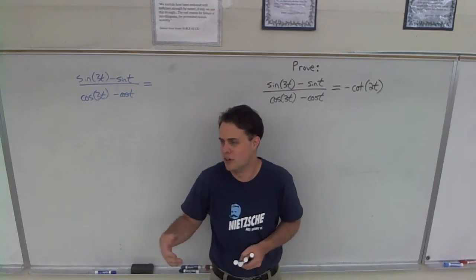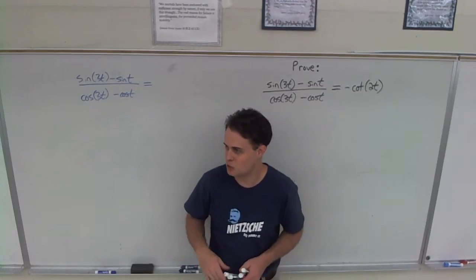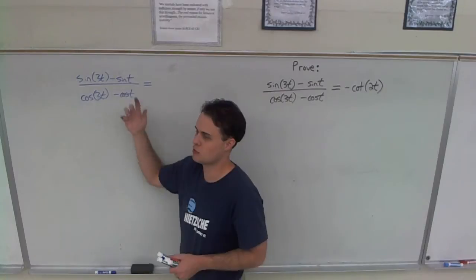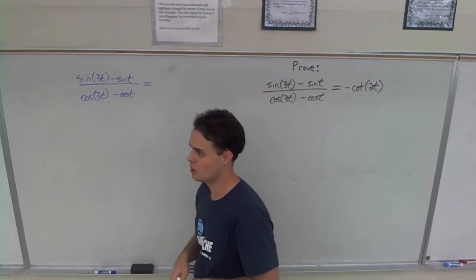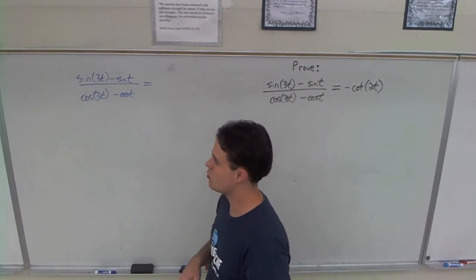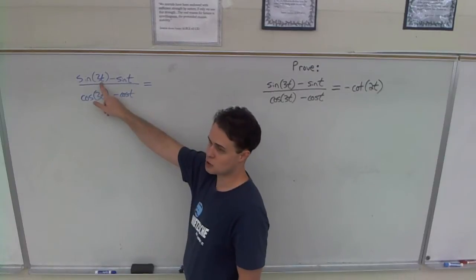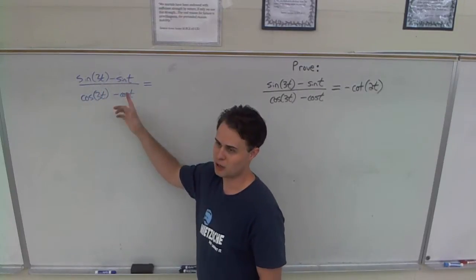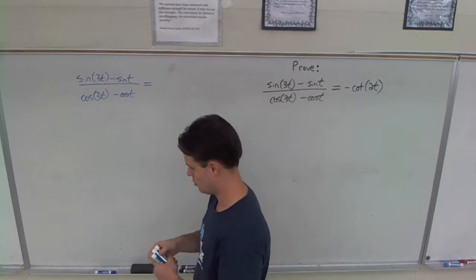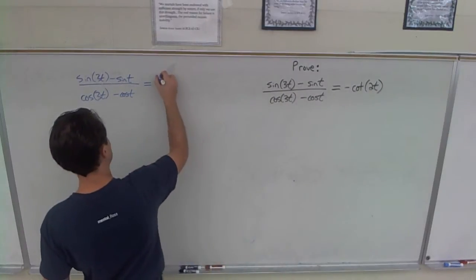Well, we don't have either one of those really, right? It's not a product, it's a difference. Differences are like sums. So I think you should have an identity in there which tells you how to go from sine of x minus sine of y. Help me out. How's it go? 2 cosine.